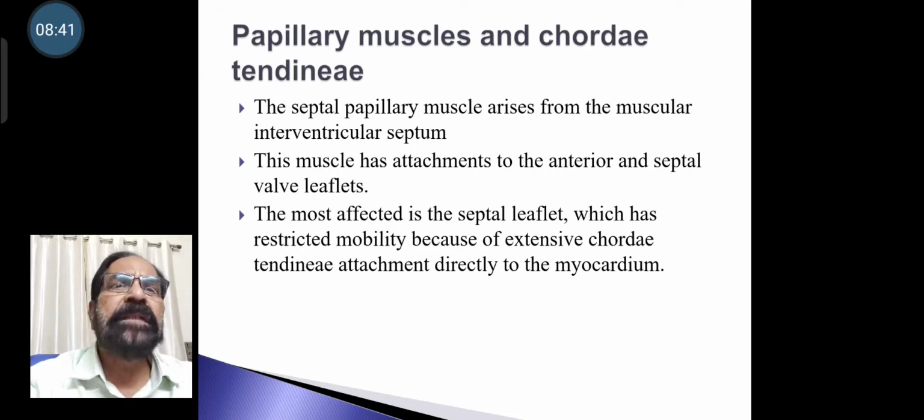The septal papillary muscle arises from the muscular interventricular septum. This muscle has attachments to the anterior and septal leaflets. The most affected is the septal leaflet, which has restricted mobility because of extensive chordae tendineae attachment directly to the myocardium.